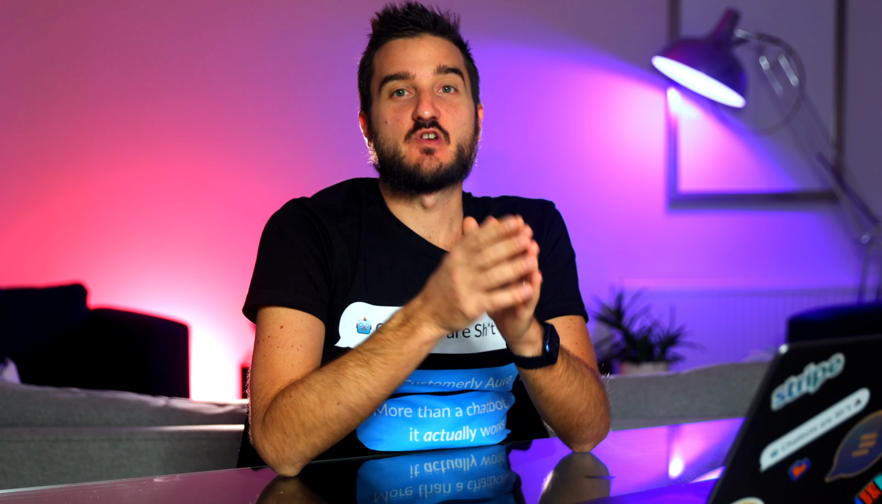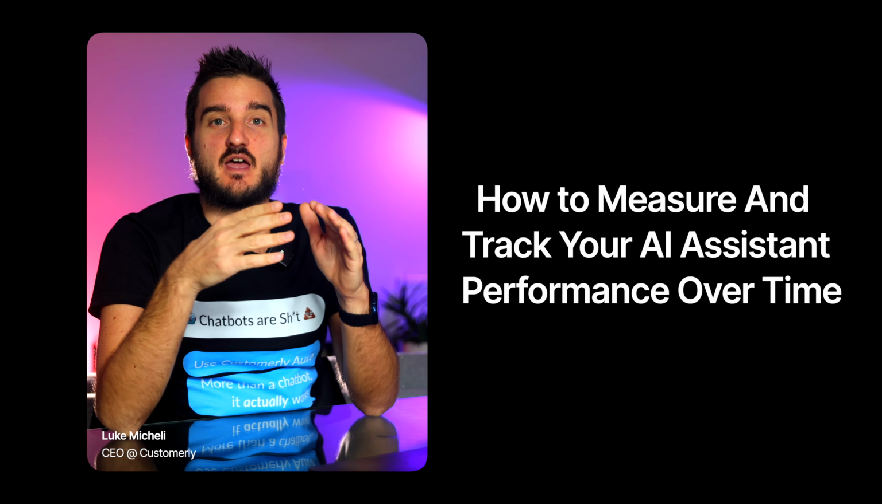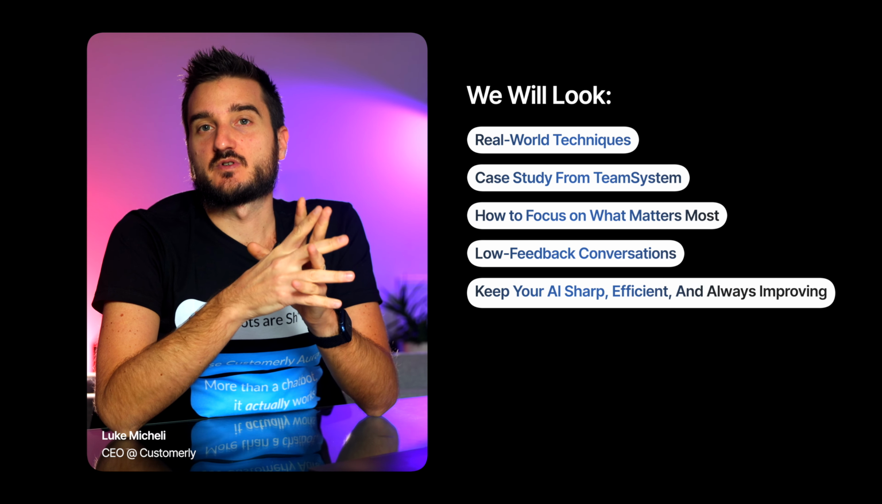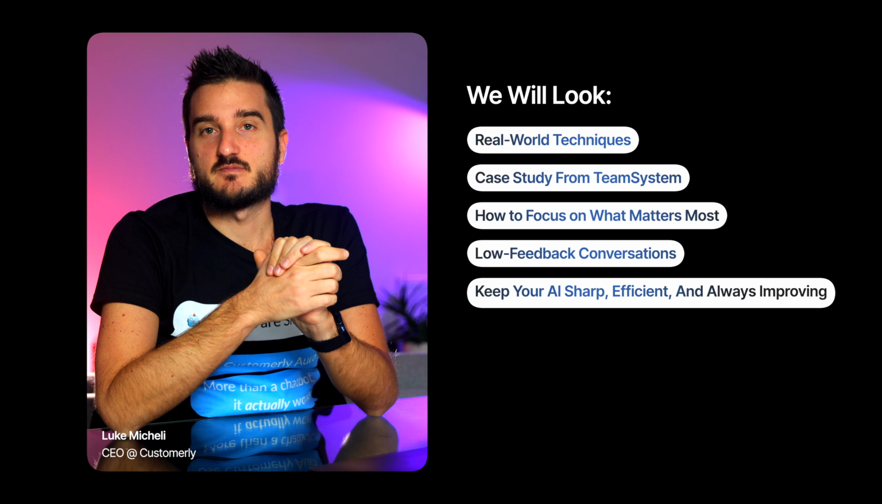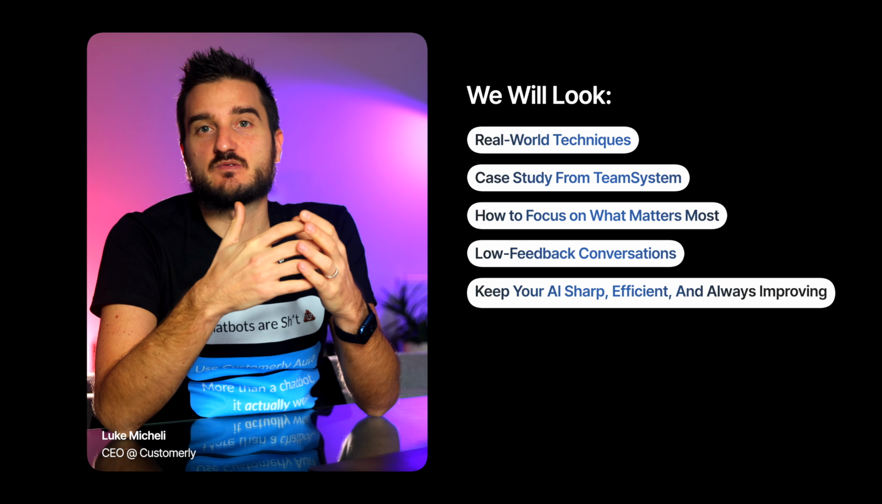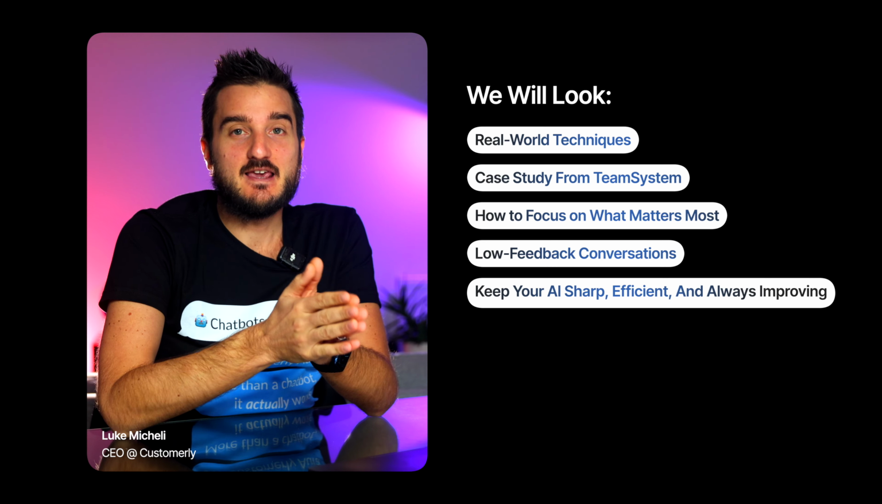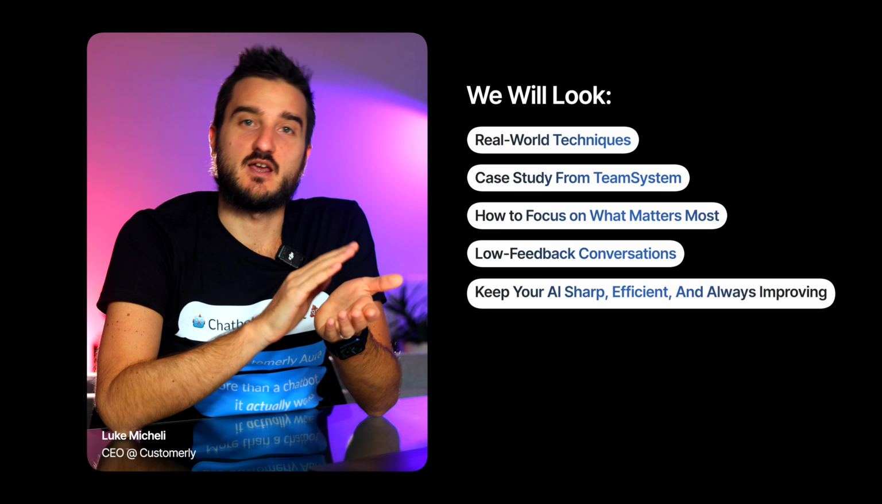Let's be honest, AI is great, but it's not perfect, especially in the beginning. The real magic happens when you know how to monitor its performance and continuously improve it. Today, we are diving into how to measure and track your AI assistant performance over time. We will look at real-world techniques, including a case study from TeamSystem to show how to focus on what matters the most, like low feedback conversations, so you can keep your AI sharp, efficient, and always improving.